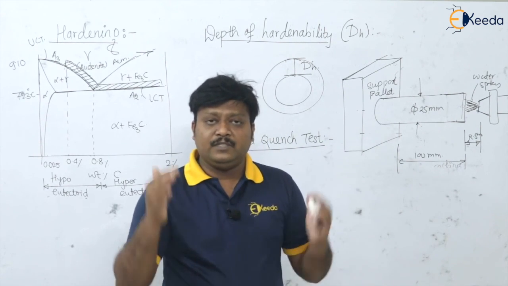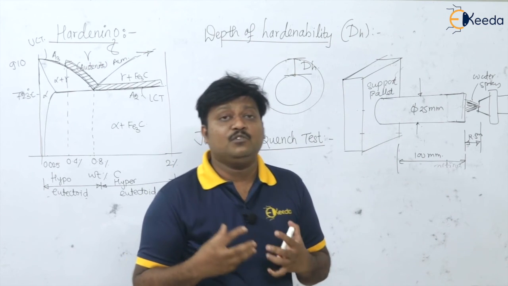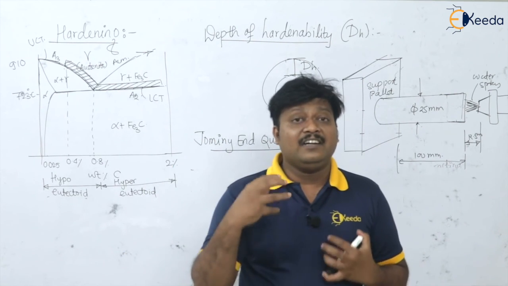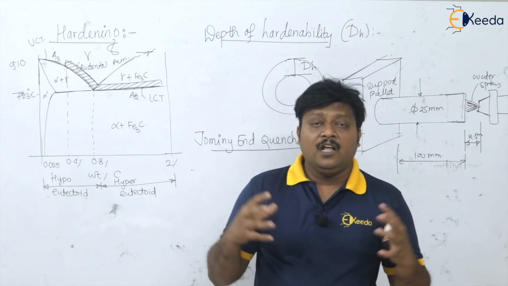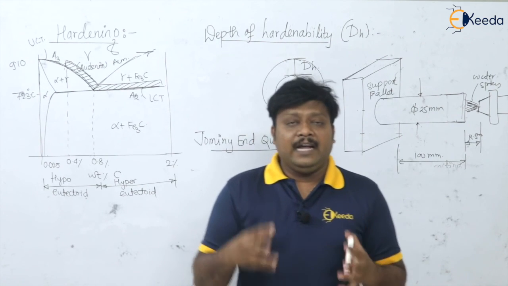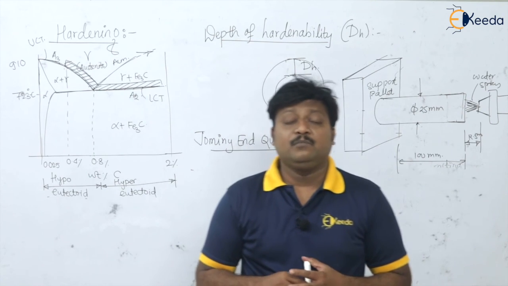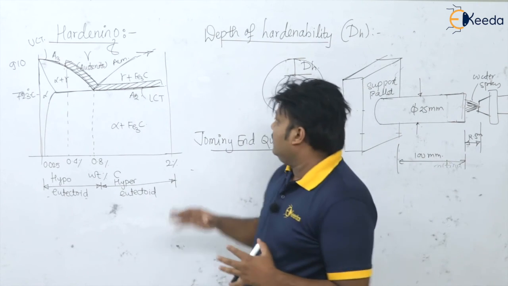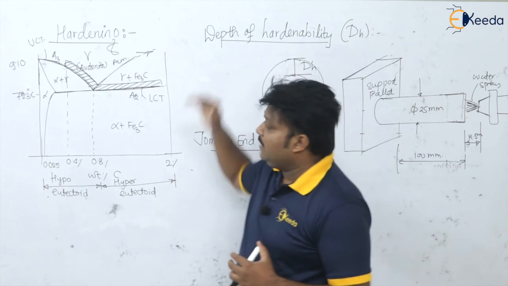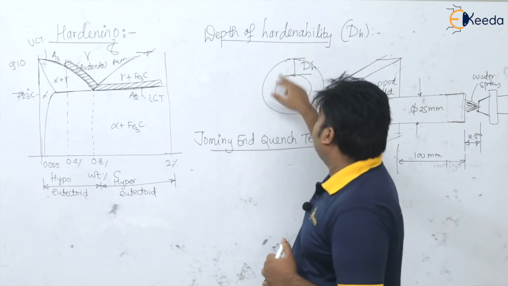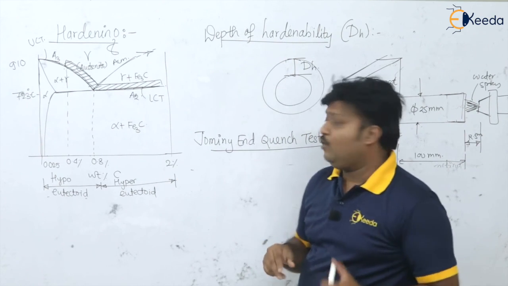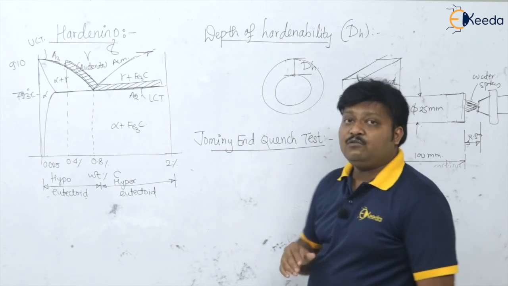Here we have seen that the core is expanding, that is, retained austenite is there, and the outer surface is contracting. Because of that, a huge amount of residual strains or hardening strains are induced in the component, and of course to relieve that we have to go for a subsequent heat treatment process. And this depth of hardening can be measured by what? The Jominy end quench test.